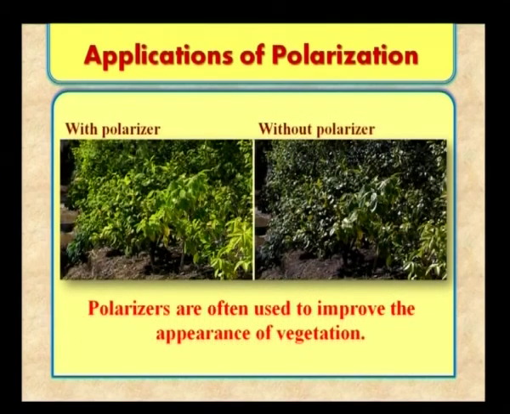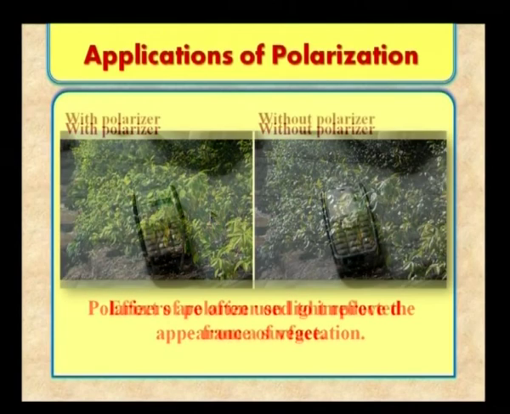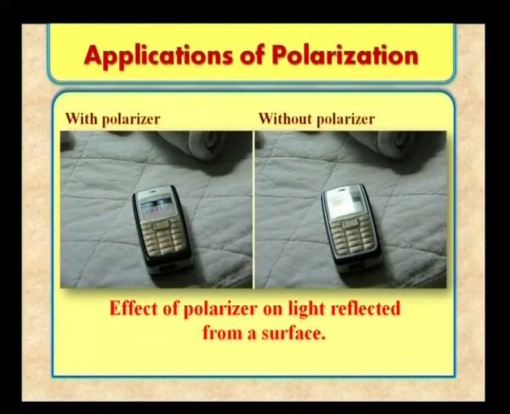What you observe now as an application is vegetation. You look at the plants, you look at the right side, in which picture is the clarity better? On the left hand side, the clarity is better. You see the leaves and all these things clearly with a polarizer, but without polarizer the clarity is much poorer. So, polarizers are often used to improve the appearance of vegetation. The left hand side is the picture that you get with polarizer, it is having better clarity.